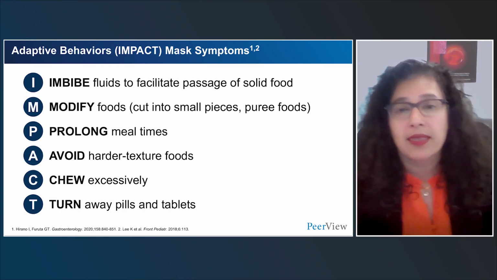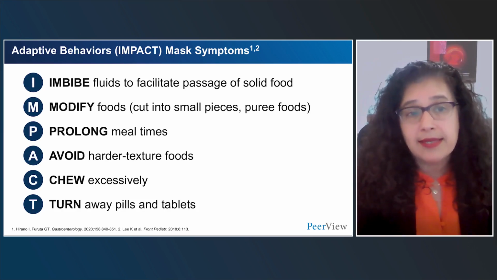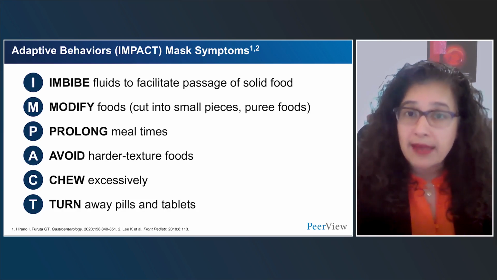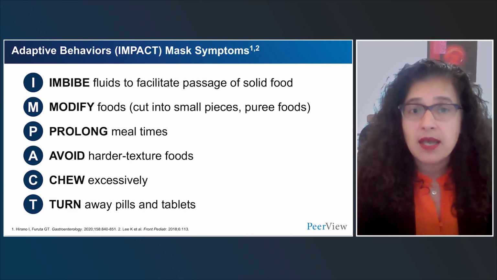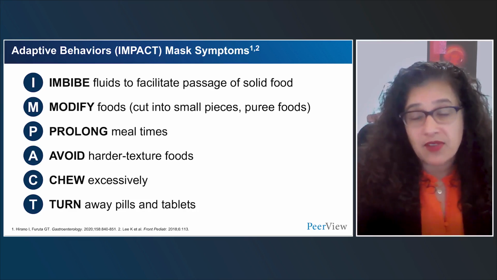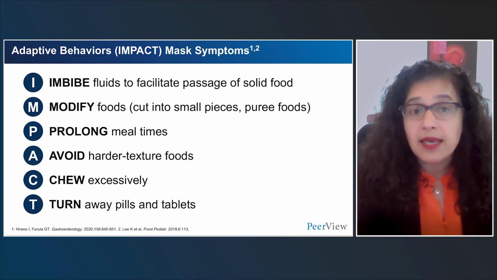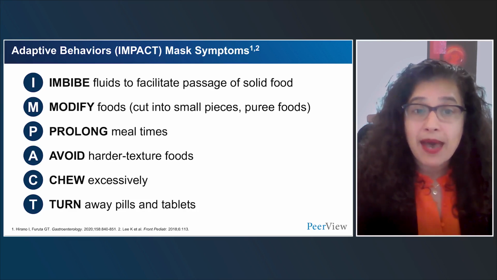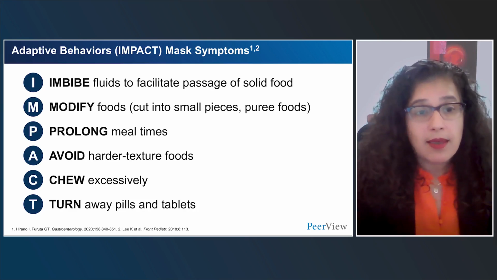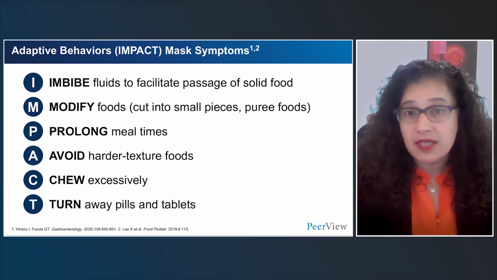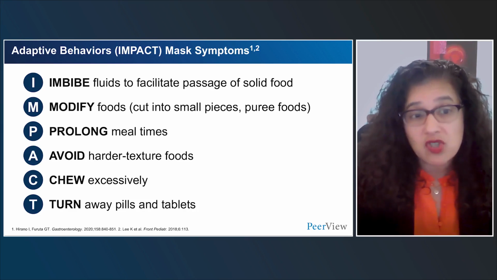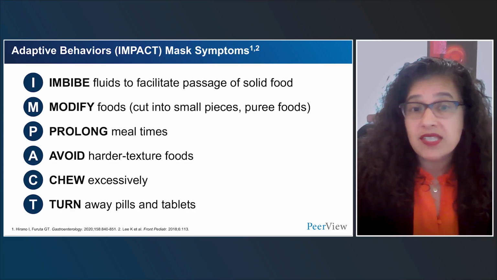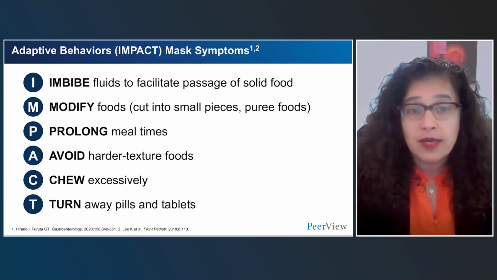One important thing that clinicians should recognize is that adaptive behaviors that patients have developed can mask symptoms. So sometimes it's not enough to just ask about dysphagia, but focus on asking a history based on the impact questions. And what we see here are these specific questions that you can ask your patient. So, I imbibe fluids to facilitate passage of solid food. Many patients will attest to doing that.